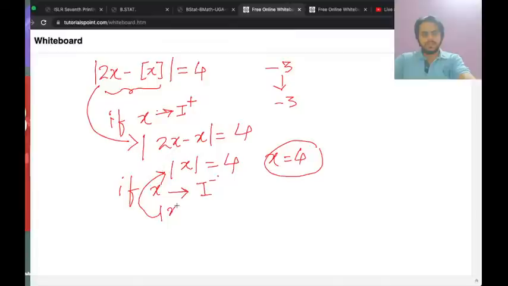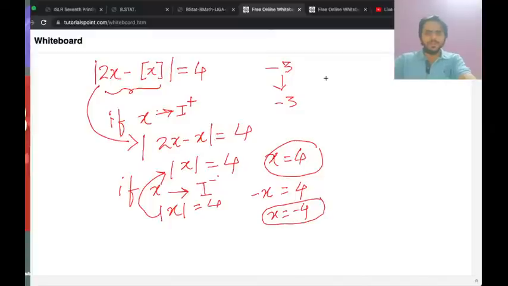And then it will mean, as x is negative, so minus x has to be your 4, or x is equal to minus 4. So you have one solution from here, x equal to minus 4. Now this we have done considering all the integers, positive, negative and 0. We know that we have two solutions in that case.